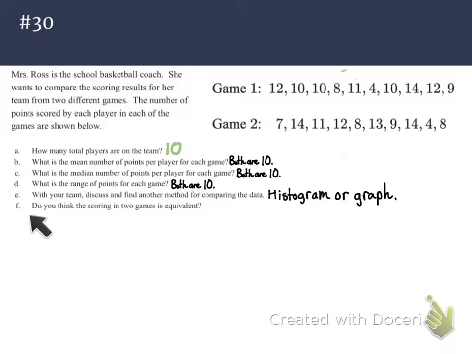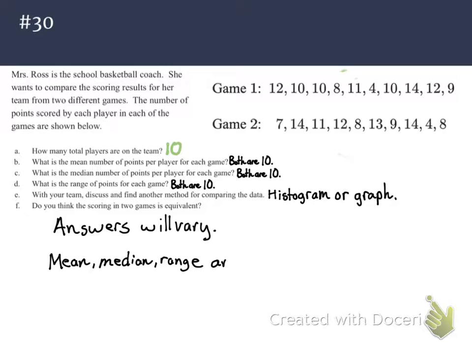And then letter F, do you think the scoring in the two games is equivalent, or do you think it's equal? And that's kind of how you look at and interpret the data. So the book says that your answers are going to vary. Something that a lot of you probably have noted already is that all of the numbers are the same. The mean is the same. The median is the same. The range is the same. So if I'm just using my data points and I'm looking at that, I'm thinking, well, I would say, yeah, I mean, they do appear to be equivalent based off of the information that we have.